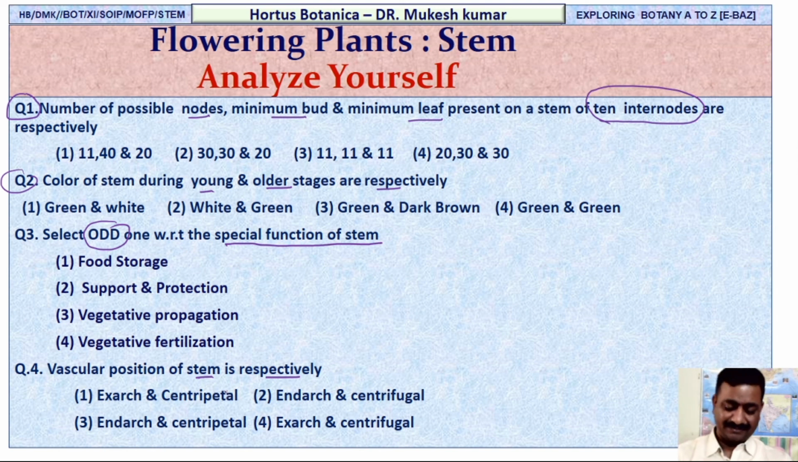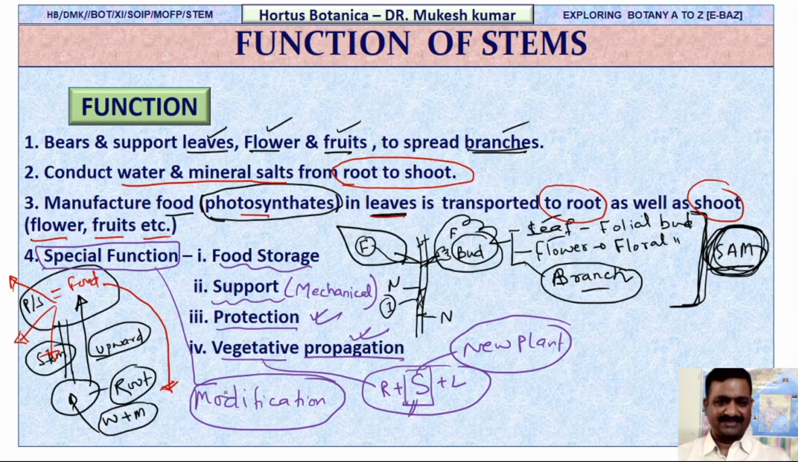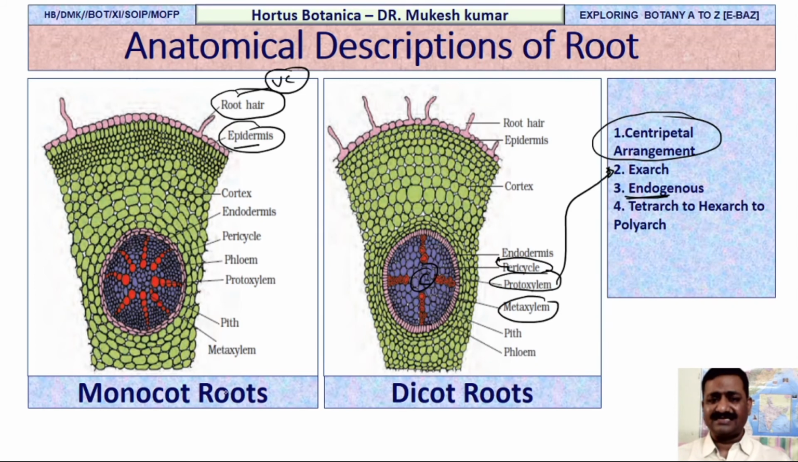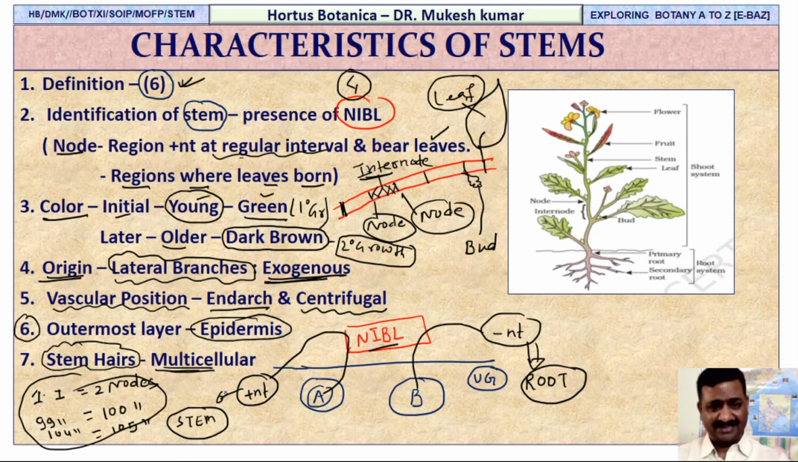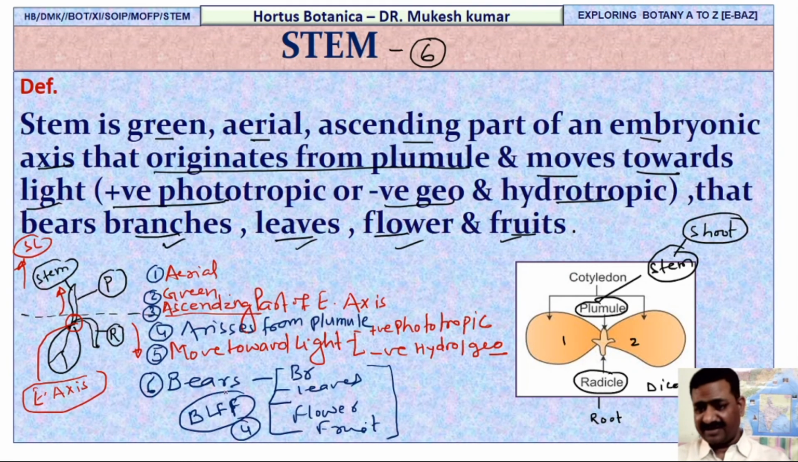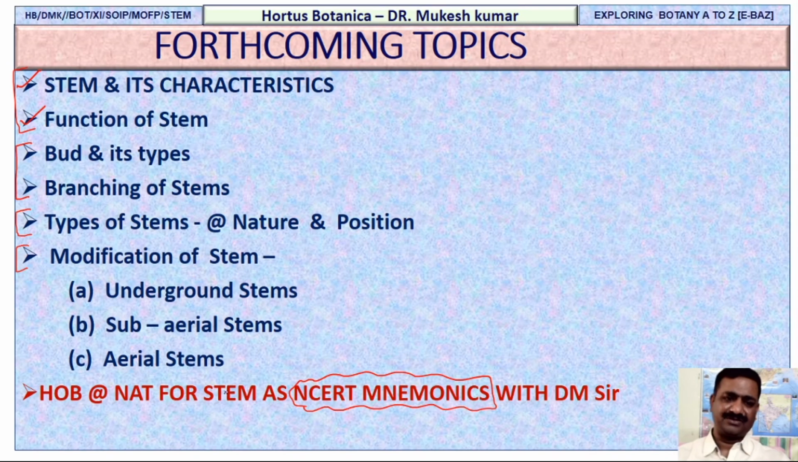So that's all for today's first lecture of the stem. We studied today the characteristics of a stem, functions of a stem, and it's your brain scanner. Very good 4 questions for you. So yes, this is the function and anatomical description of root as a comparative study along with the stem, right? This is the characters of a stem, definition of a stem, and forthcoming topics.